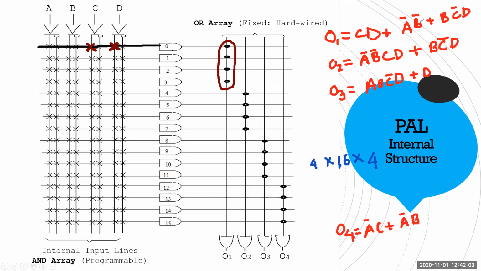Okay. Next one. I will write CD for better understanding. A bar, B bar. Where is A bar? Here is A bar. Where is B bar? Here is B bar. Others are gone, right? Next one is B, C bar, D. This one is B, this one is C bar, this one is D. So I'm going to write B, C bar, D. Got my point? Next one.